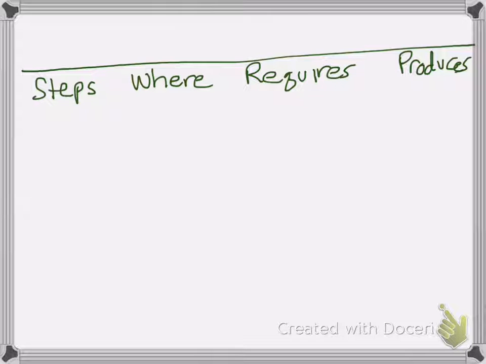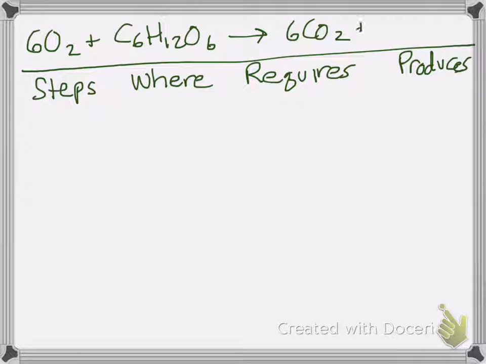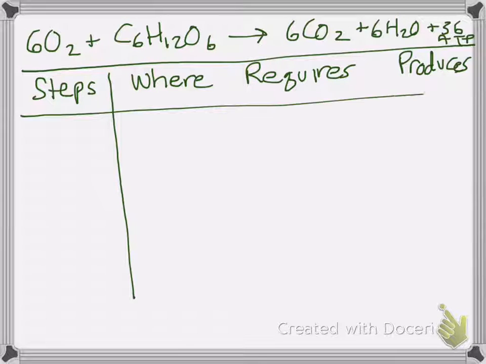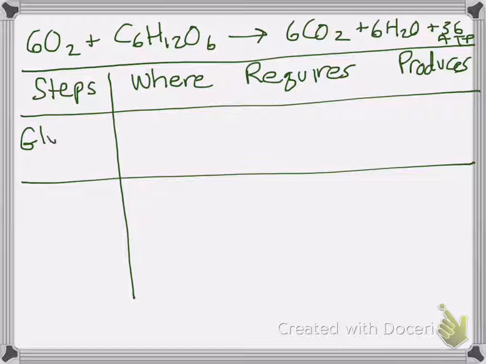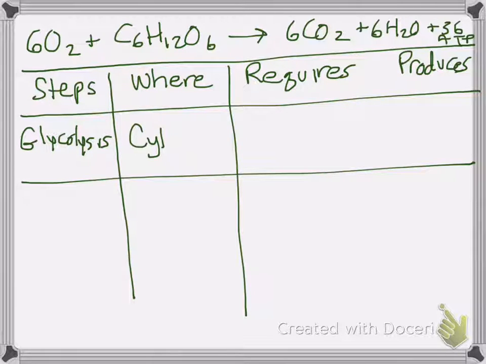So remember the equation is 6O2 plus glucose, C6H12O6, makes carbon dioxide plus water plus 36 ATP. So we had 3 steps. The first step is glycolysis. Glycolysis happens in the cytoplasm.